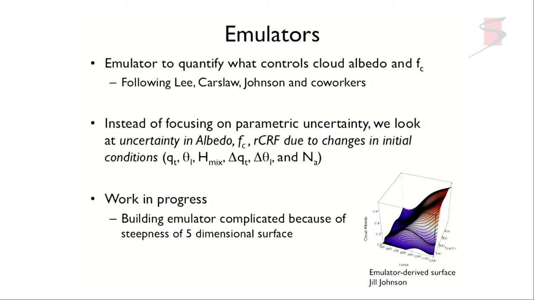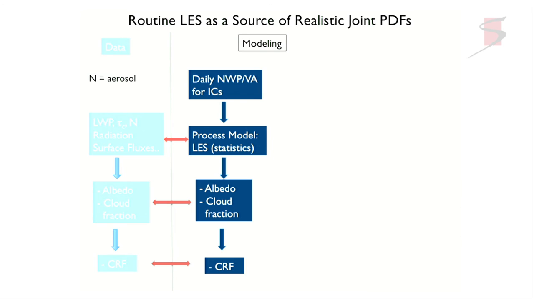This is one first example of an emulator result. We're looking here at the cloud albedo, the depth of the mixed layer on this axis, and the aerosol on that axis. So this is a cloud albedo surface in boundary layer depth and aerosol concentration phase space. And you can see it's a fairly steep surface, and so building this emulator has not been trivial. But by running emulators, we can start filling in much more of the space.